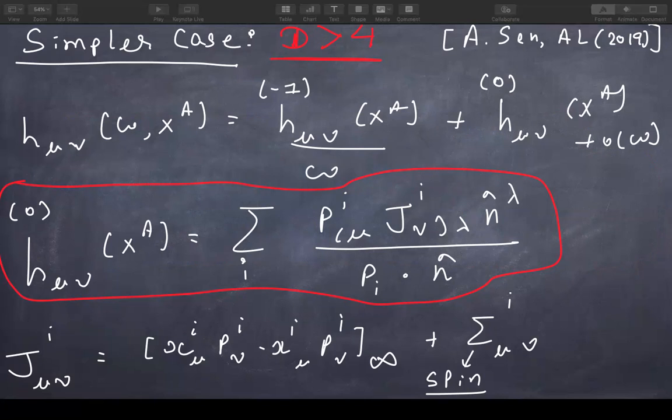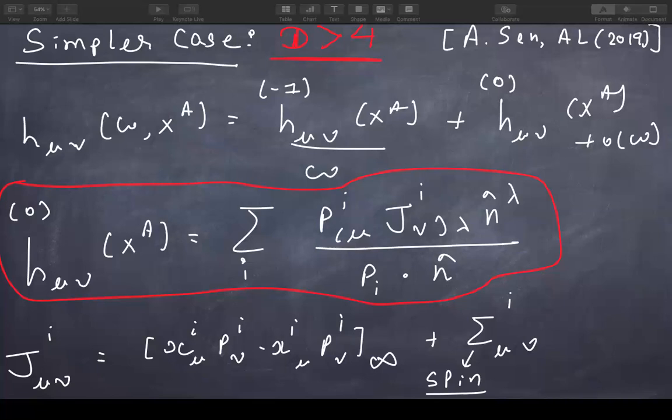And this is something that you can actually prove, something that we proved with Ashoke Sen in 2019, that in a generic classical gravitational scattering, if you compute the radiation field h_{μν} and you do an expansion in omega, then it turns out that not only is the leading term universal, which only depends on the asymptotic momenta, but even the subleading term is universal, and it depends only on the asymptotic momenta and the angular momenta of the scattering particles. And I write down the explicit expression below.